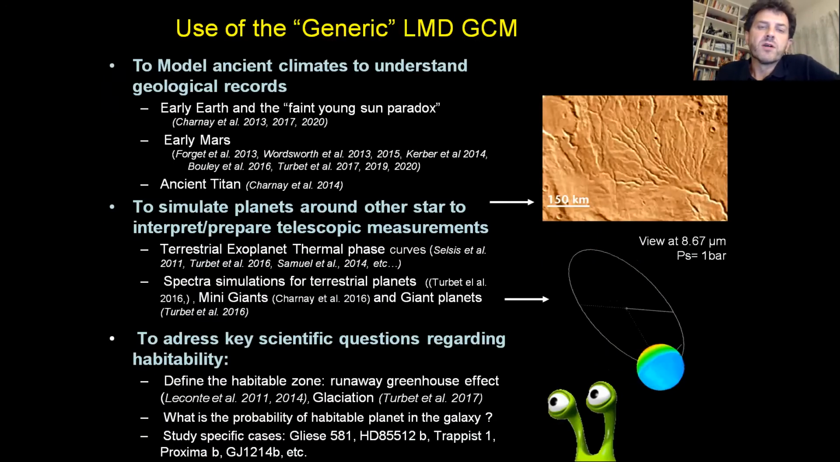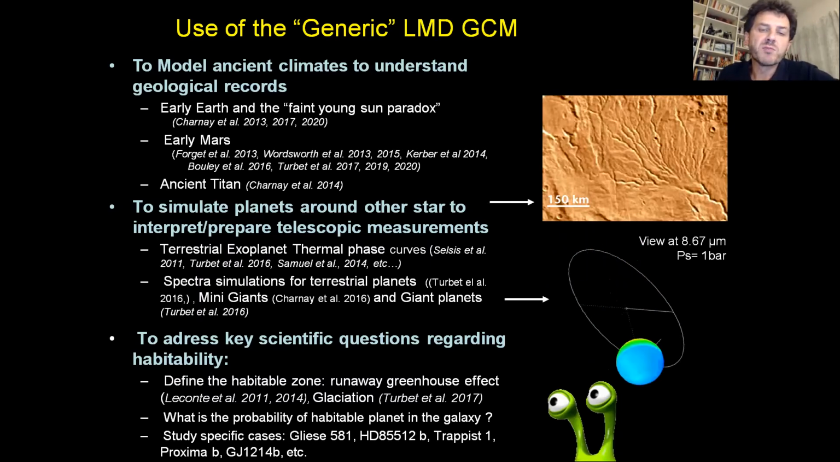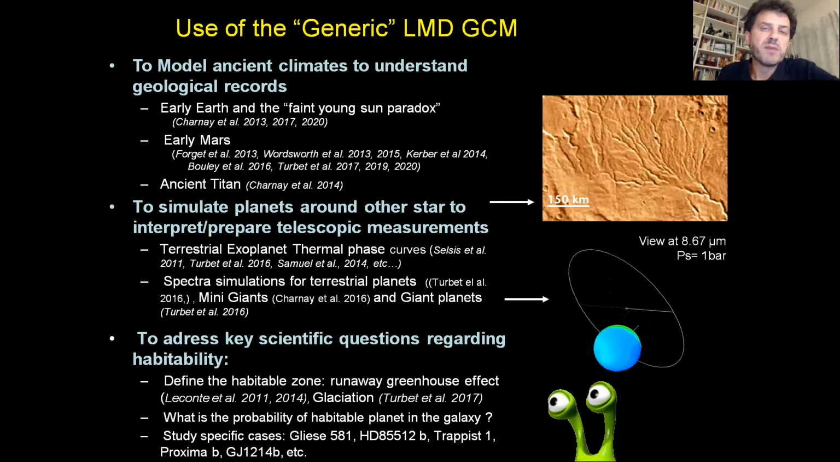So we've done that for more than 10 years now, and we've applied such a model to many applications. For instance, we've been using the generic LMDG GCM to model ancient climates to understand geological records, for instance, early Earth, early Mars, ancient Titan. But of course, we've also been using this model to study exoplanets, to prepare and interpret telescopic measurements, and also to address key scientific questions regarding habitability, to define the habitable zone, understand runaway greenhouse, glaciations, and also to study specific cases like TRAPPIST-1 or Proxima b.